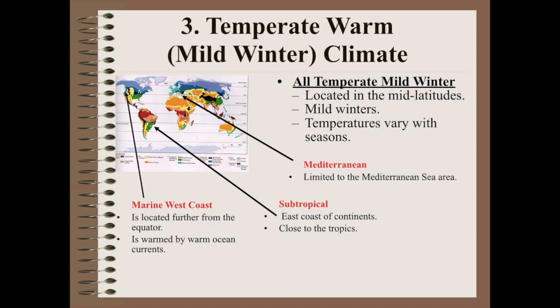Now the temperate warm, which is also called the temperate marine environment, this climate has a mild winter. Now all of these, there are a total of three that we're going to focus on: one is the marine west coast, which is specifically maybe found in San Francisco, the subtropical, which is usually the east coast of continents, okay, not on the west but on the east, and then we have the Mediterranean. So these are mainly coastal environments, meaning an average temperature range. Warmer winters, cooler summers, mild winters.